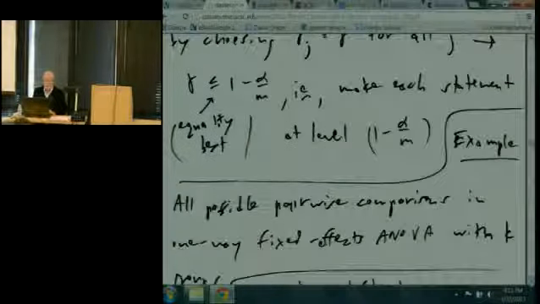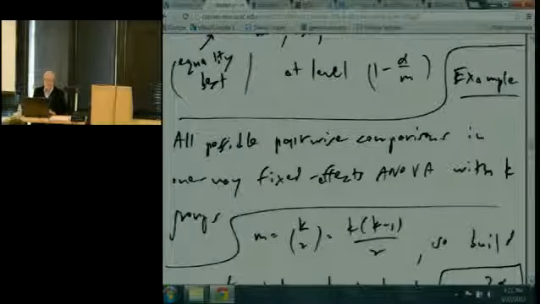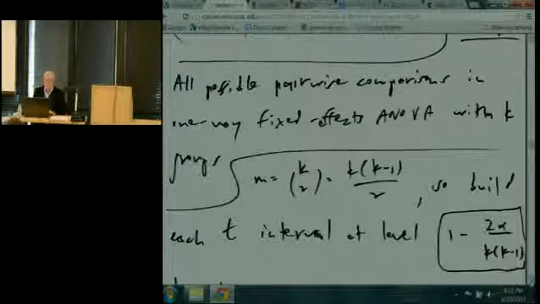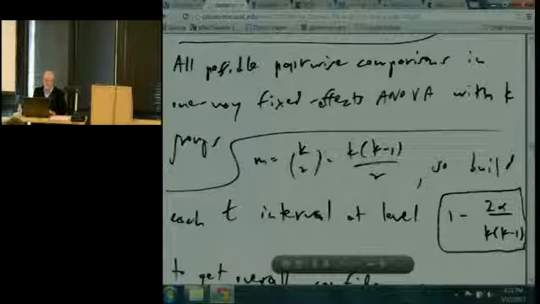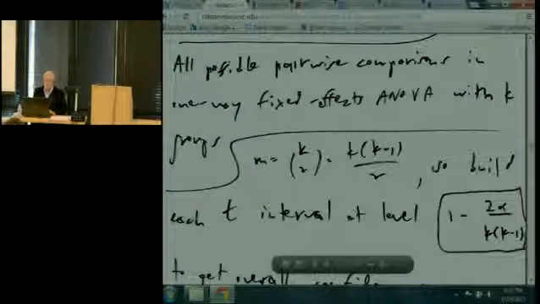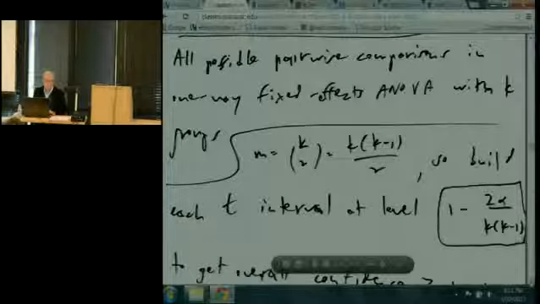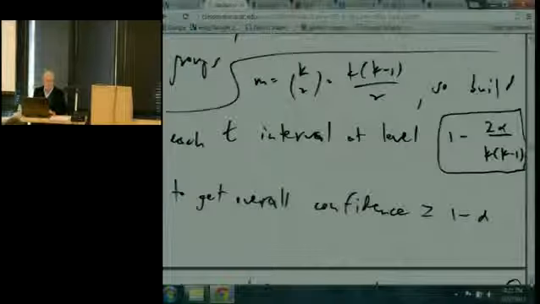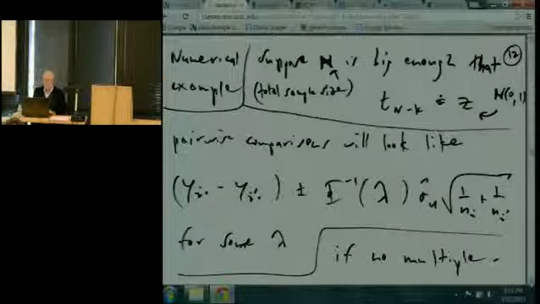So for all possible pairwise comparisons in the one-way fixed effects ANOVA, m is k choose 2, and so you ought to build each t interval at level not 1 minus alpha, but 1 minus 2 alpha over k times k minus 1. So that's the Bonferroni story, and I'll give you a little numerical example quickly.